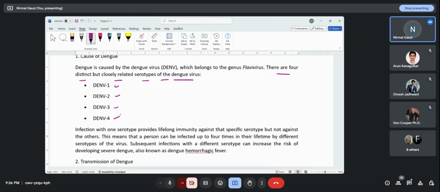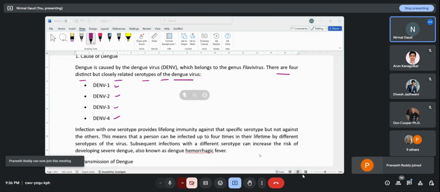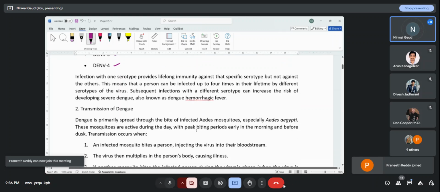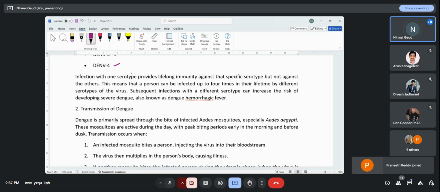It's much more related to medical terms, but whatever we can understand as the domain knowledge for dengue, we are trying to understand. Okay, so infection with one virus provides lifelong immunity against that specific serotype, but not against the others. This means a person can be infected up to 4 times in their lifetime by different serotypes of the virus, and subsequent infection with a different serotype can increase the risk of developing severe dengue fever.